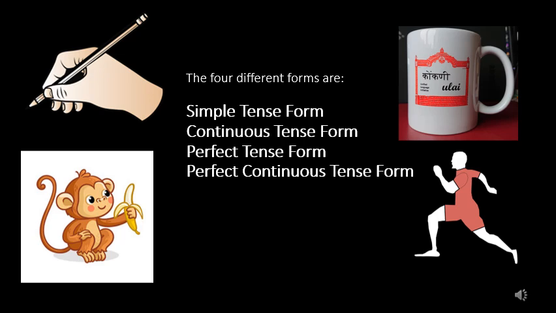Also, I would like you to get acquainted with three verbs which we will be using. For example, writing, boroche, barapa; eating, khauche, khawapa; and running, dhaunche, dhawapa. These verbs we will use as examples in all 12 forms.